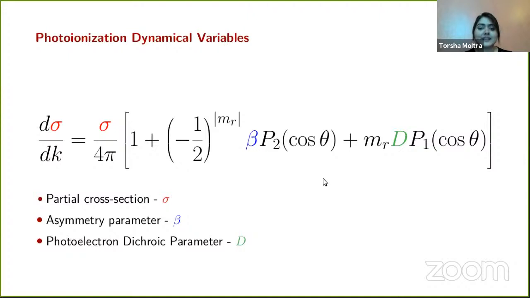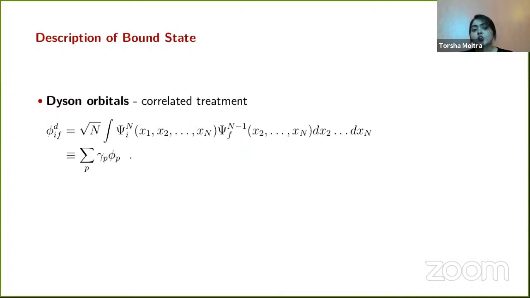In this expression, theta is the scattering angle, and P1 and P2 are the Legendre polynomials, and MR describes the polarization of the incident light. MR is equal to zero for linearly polarized light, and MR is equal to plus or minus one for left and right circularly polarized light, respectively. With that said, now I will move on to the description of the bound state.